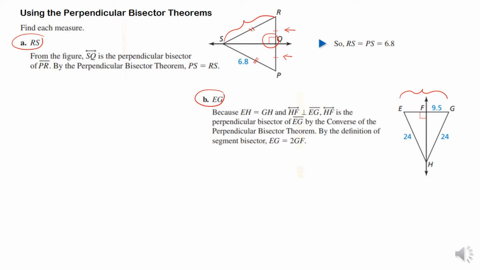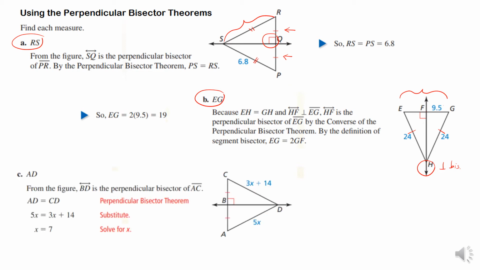Okay, the next one is saying find EG, and that is this whole segment. First we're going to look at the givens. They showed us that this side is congruent to this side, and it's also perpendicular. So that's telling us that HF is the perpendicular bisector. So using the converse of the perpendicular bisector, we know that this is cutting this in half, which makes F a midpoint, which means that the length of EG would be 2 times 9.5, which would be 19.